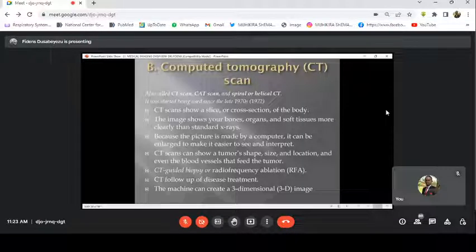CT scan can be used in follow-up of disease. I told you, we do CT. We found a liver mass, a liver tumor. We give medication, and after 6 months, we do another CT to see if that has reduced in size or has increased in size. That's a follow-up, or it has disappeared completely. And I have told you that the machine can create a 3-dimension. A 3-dimension is different from different views. In 3-dimension, now you see the body as it is, as if you are operating on the patient.